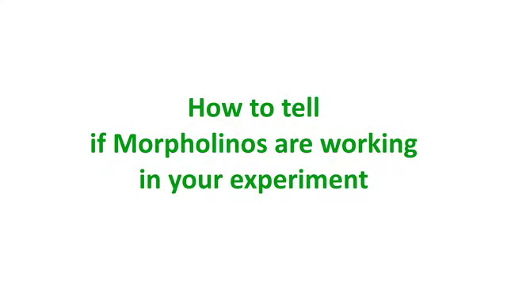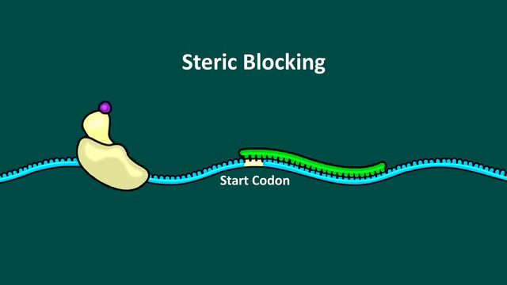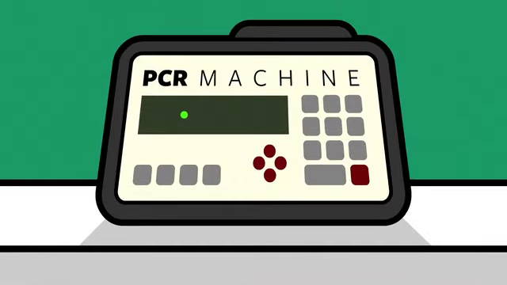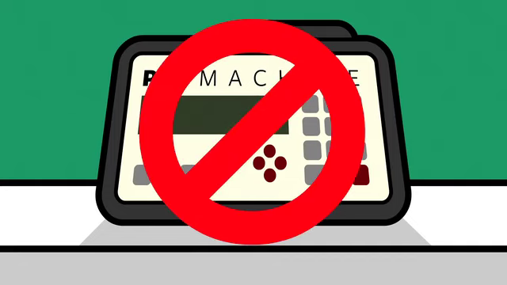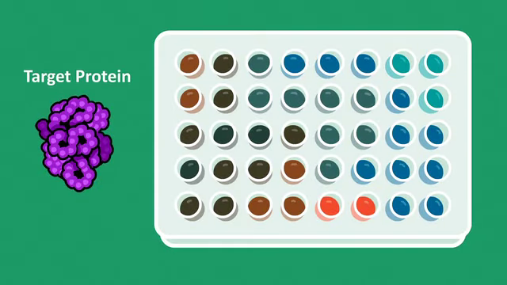How to tell if morpholinos are working in your experiment. As I mentioned earlier, unlike certain other antisense molecules, steric blocking morpholinos don't cleave their RNA targets. That means you can't reliably use an RNA-based method like reverse transcriptase PCR to see if your translation-blocking morpholino oligo is working. Instead, you need a protein assay to see if the concentration of the protein is decreasing as old protein is degraded and translation of new protein is blocked.